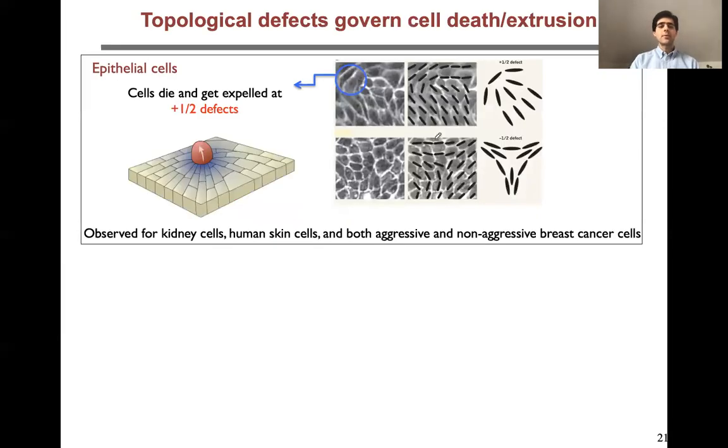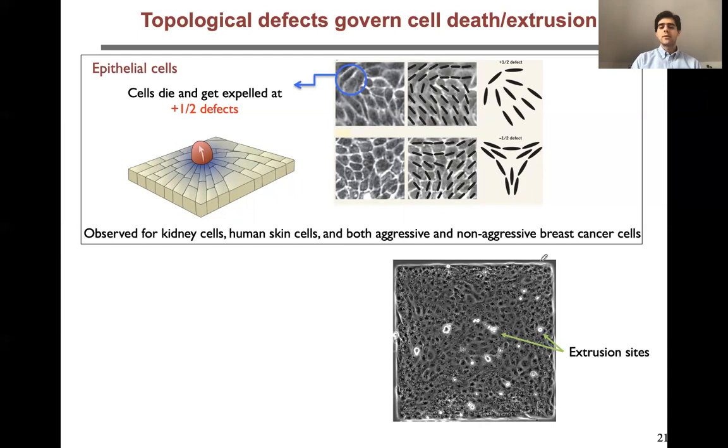What we found in collaboration with experiments is that, again, these plus half defects and minus half defects form in epithelial colonies, meaning that they show this active nematic behavior. But more importantly, at the location of these plus half defects, cells die and get expelled from a 2D monolayer. Not only did we find it for kidney cells, but they then checked the experiments also for human skin cells, and for aggressive and non-aggressive breast cancer cells. Seems like this is some kind of universal behavior.